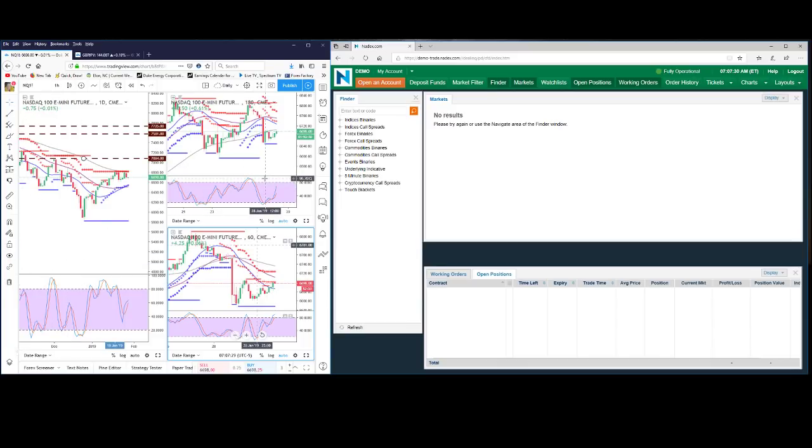Okay, so in this case, I've got a NASDAQ, and this is a daily chart. And then over here, I have a 3-hour chart. And down here, I have a 1-hour chart.